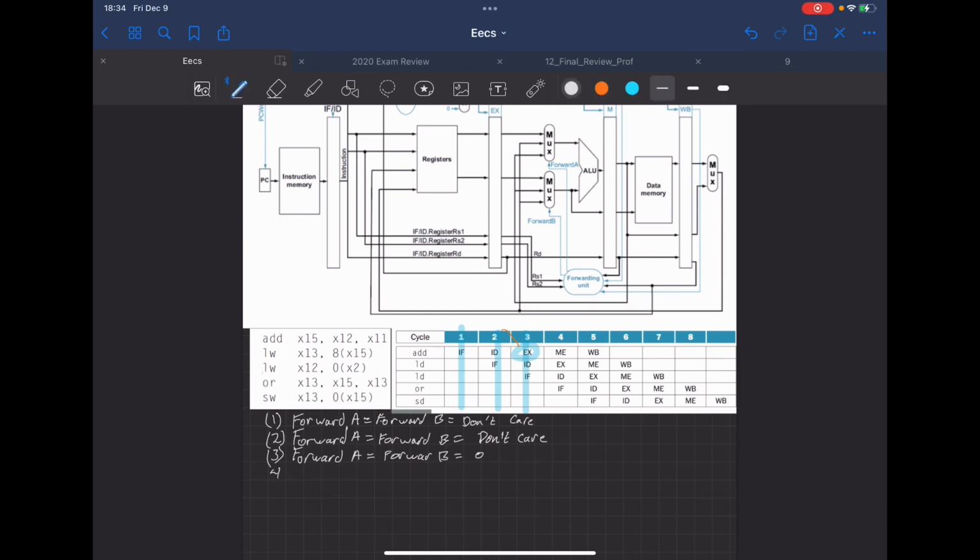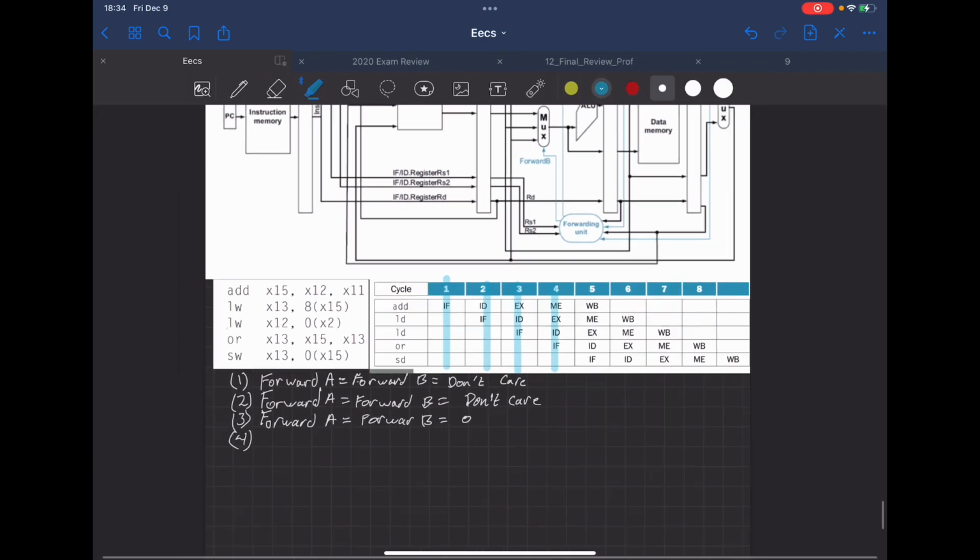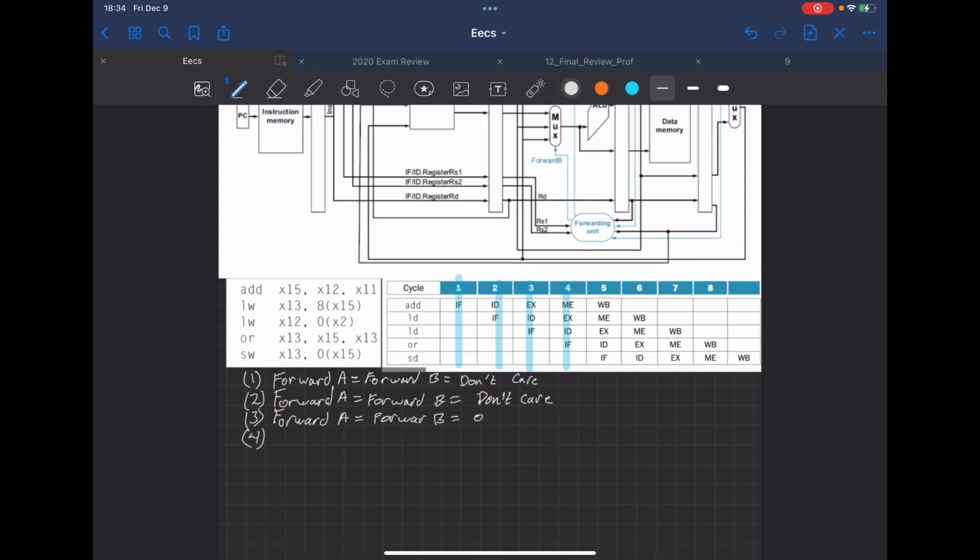Now let's go to cycle 4. What's happening at 4? Notice how it relies on this. X15, the destination register, is the base address for the load word. We need the base address to add 8 to it inside the ALU, which happens inside the execution stage. So we need the result of this execution for this execution.